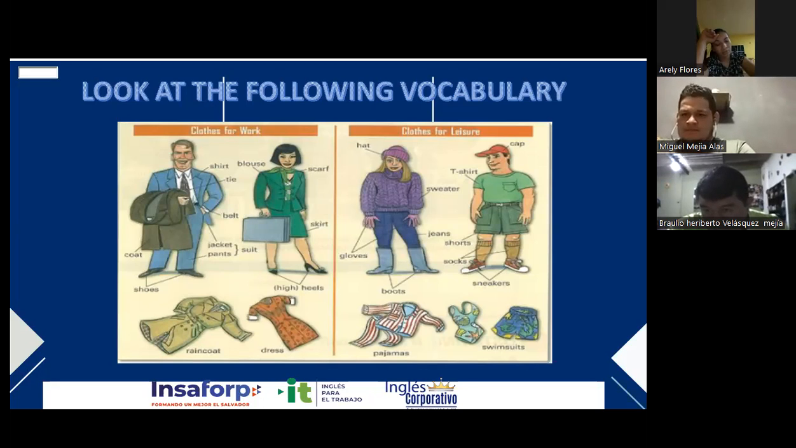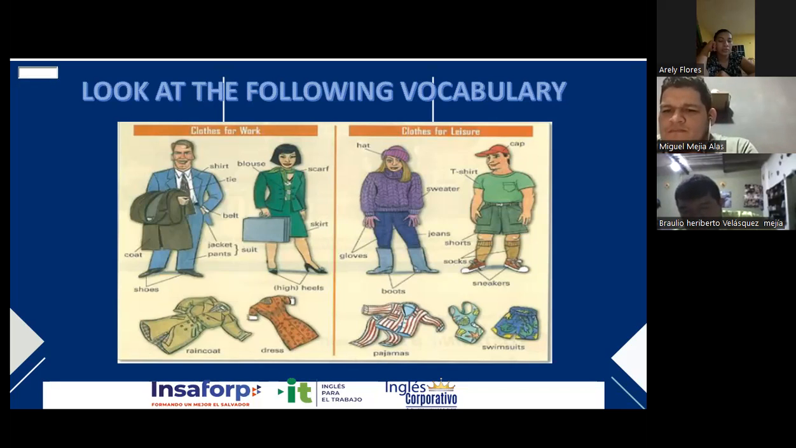Okay, so look at this one. Tenemos acá, aparte de los jeans, tenemos los boots, que son como las botas. In English, we call them boots, right? Tenemos los boots. Y ya vemos ahí, en caso de un clima, digamos, un poquito helado, luego tenemos the next, the boy, the next to the woman in the picture.